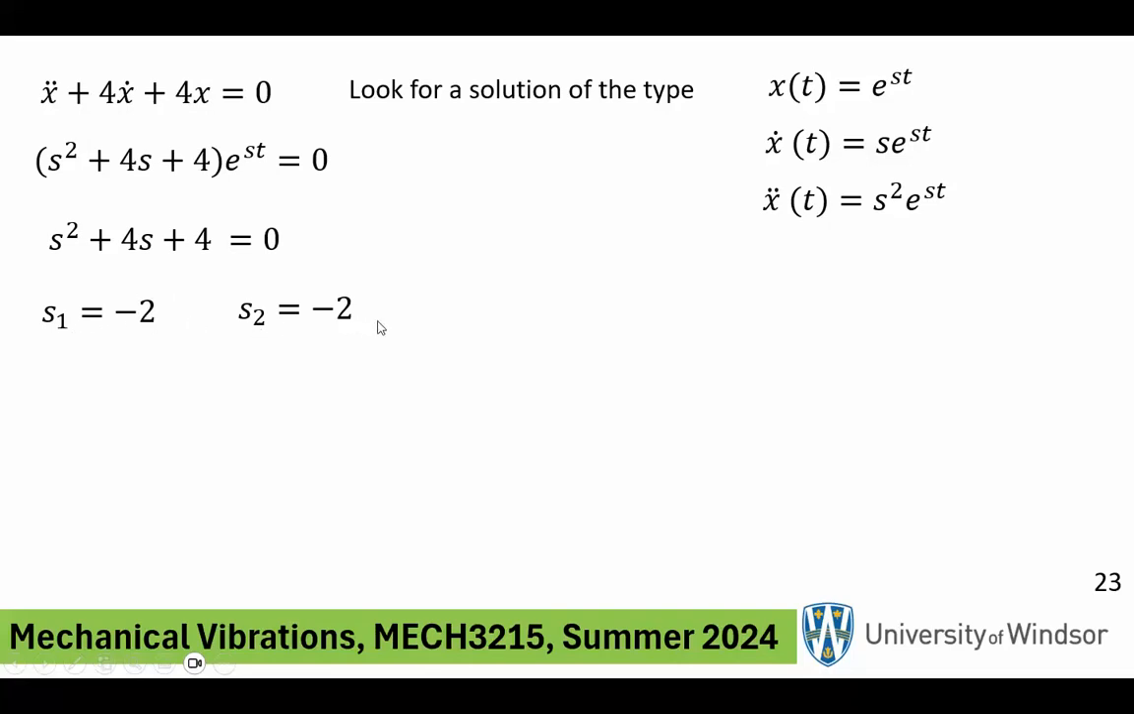Remember, in the previous case, S1 and S2 were different numbers, but not here. They're the same numbers. So one solution is right there, because that's what S was. S is minus 2. You plug in minus 2, you get there. So what's the other solution? It's no good to put this thing back in there again. Say the second solution is also e to the minus 2t. Well, these are not different.